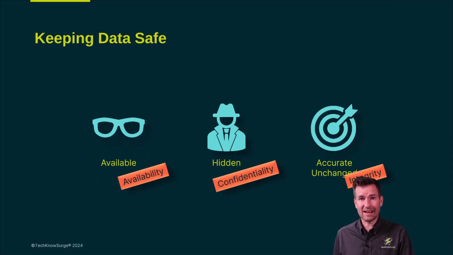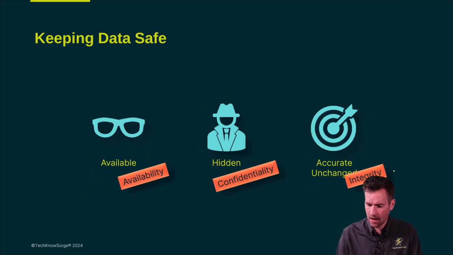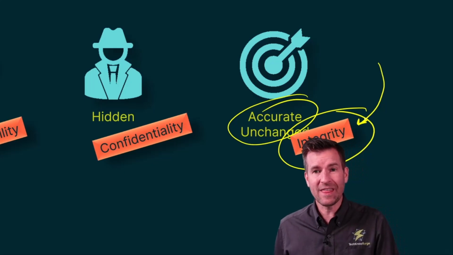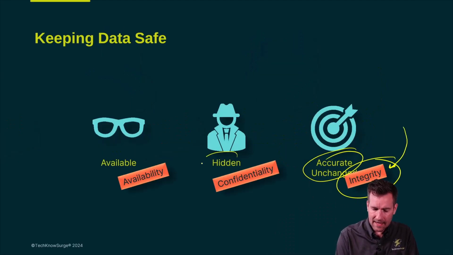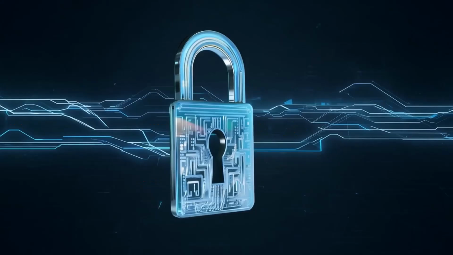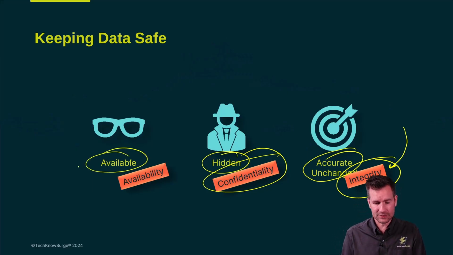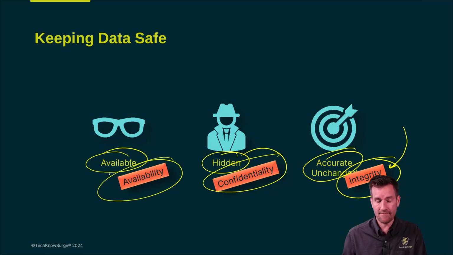In fact, each one of these has a name attached to that. We talk about that accuracy or making sure that it's unchanged. The name for that is integrity. If we are talking about making sure things are hidden, we call that confidentiality. And if we want to make sure things are available to us, we call that availability.